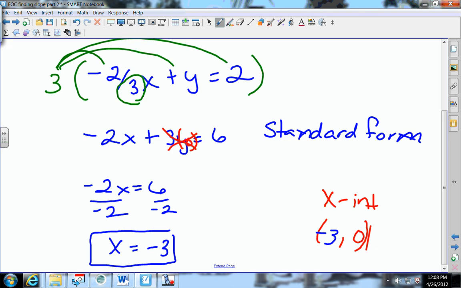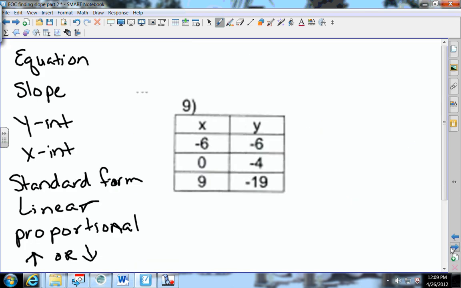Now, I'll go back, and this is what I wanted you to do next. I wanted you to find the equation from this table, the slope, the X-intercept, the Y-intercept, standard form. Is it linear? Is it proportional? Is my line increasing or decreasing? Please do that now.